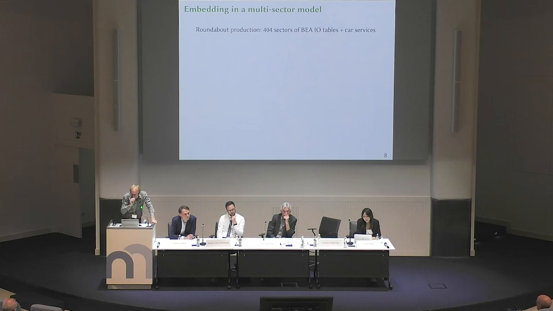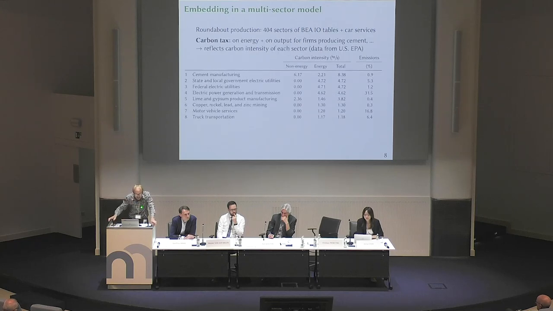I'm now gonna embed this into a multi-sector model with 400 sectors based on the US input-output tables. As I said, the carbon tax is a tax on energy, and for certain sectors also a tax on output, like cement. And here I've got a table where you can see the carbon intensity of the different sectors. Here's the top eight. Cement manufacturing is the most polluting industry in the United States. Electricity production accounts for about 40% of emissions, and private use of motor vehicles, sector number seven, accounts for another 15%. Yeah, and so the carbon tax that sectors have to pay is proportional to these emissions.